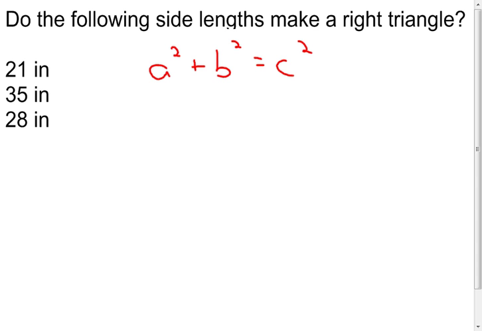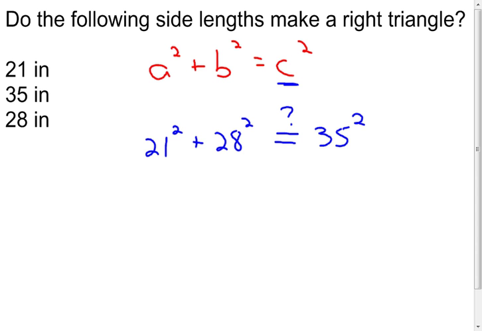The only part you have to watch for is c. That always has to be the biggest number. The other two, it doesn't matter. So what I like to do is just throw them in numerical order. So I'd have 21 squared plus 28 squared, and then equals, or I'm going to put a big question mark here because I don't know if it's equal or not, to 35 squared.